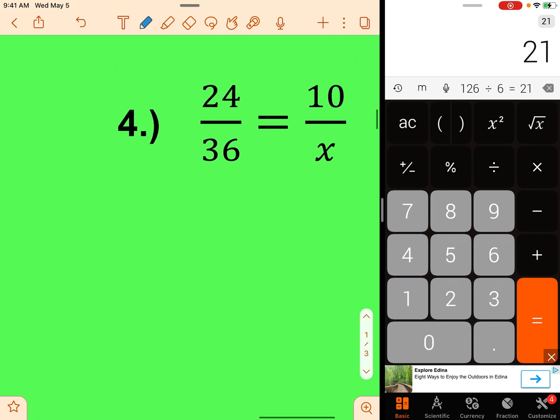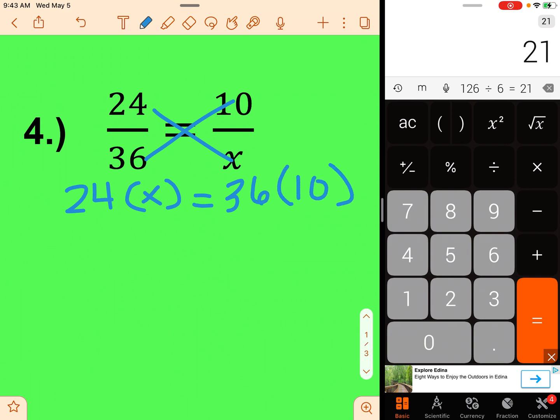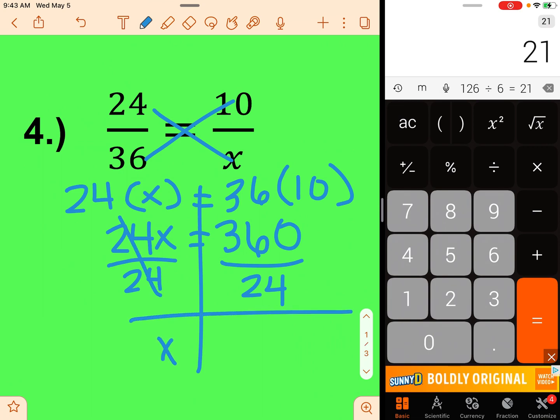Last problem, number 4. This time we have 24 over 36 is equal to 10 over x. We are cross multiplying, so we're taking 24 times x and setting that equal to 36 times 10. So we get 24x is equal to 36 times 10, which is 360. We want x by itself, so we need to get rid of the 24 by dividing. Our 24's cancel, we're left with just x equals 360 divided by 24, which is 15.